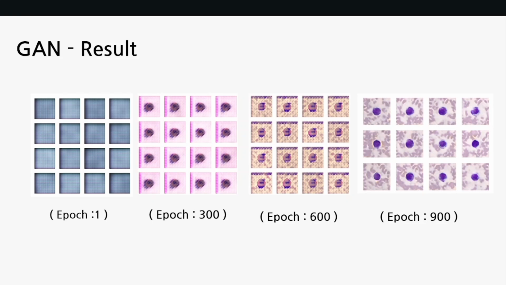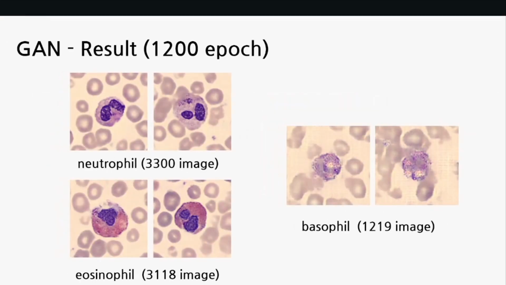The image at epoch 900 shows a clearer background than before. At epoch 1200, not only are the background features well captured, but the cell nucleus is also clearly visible. Final result: there was a difference in the number of data per class, so some classes did not learn properly. That was the GAN description.